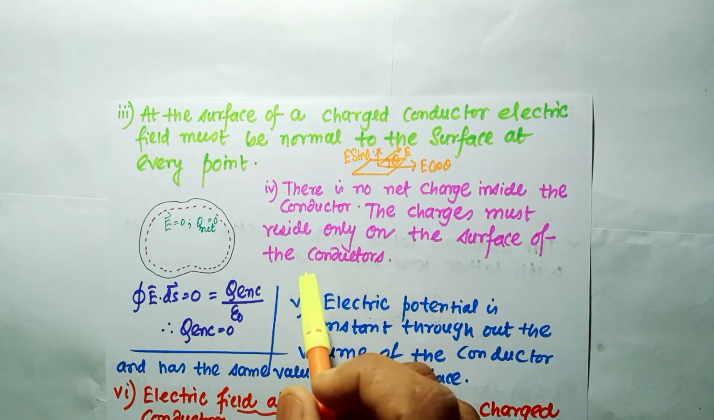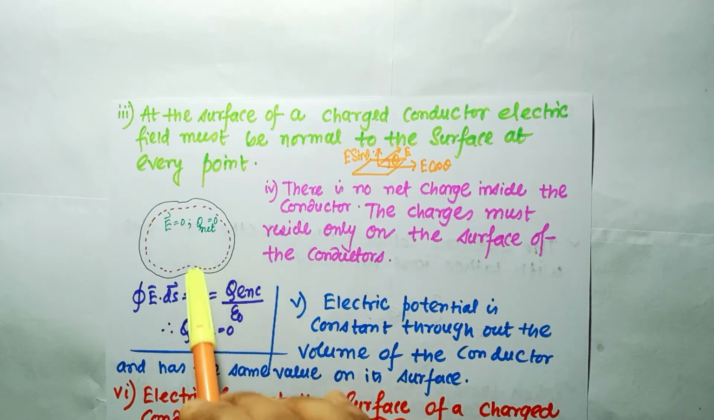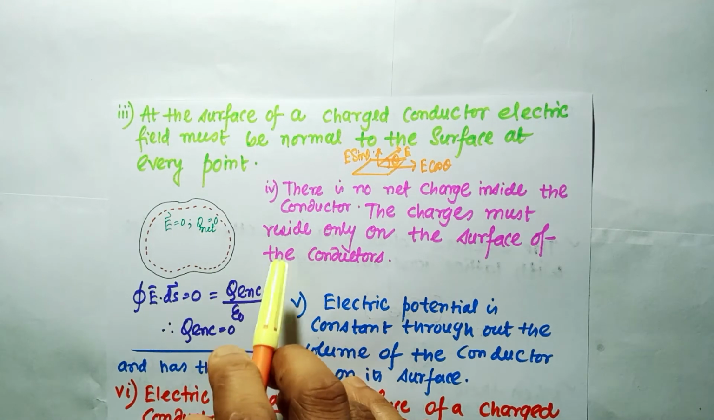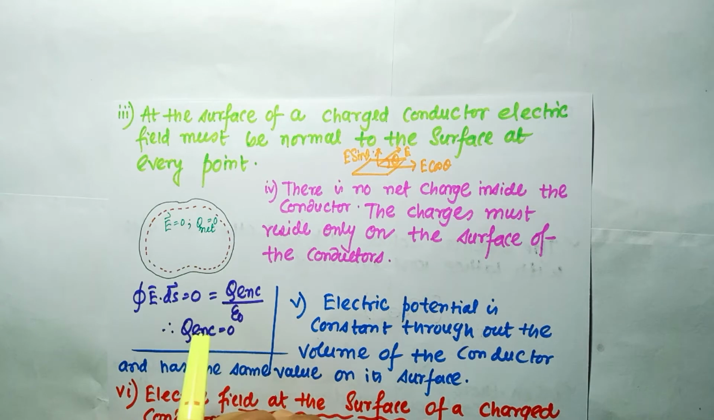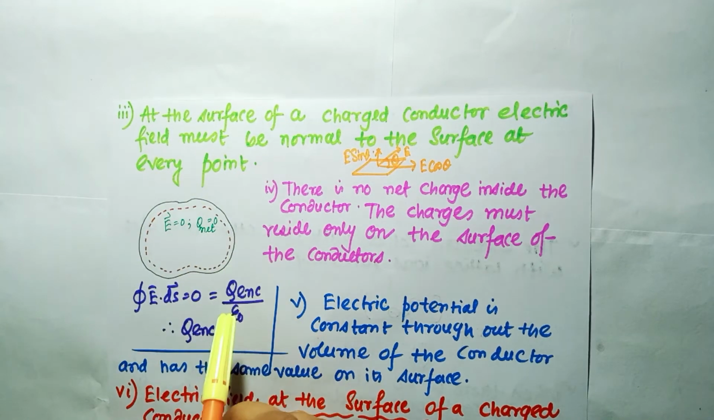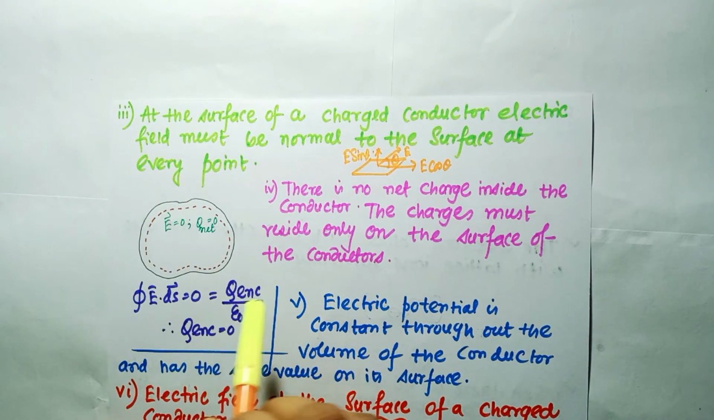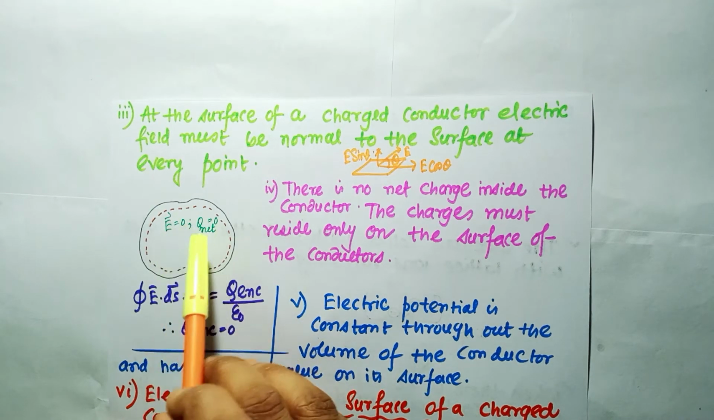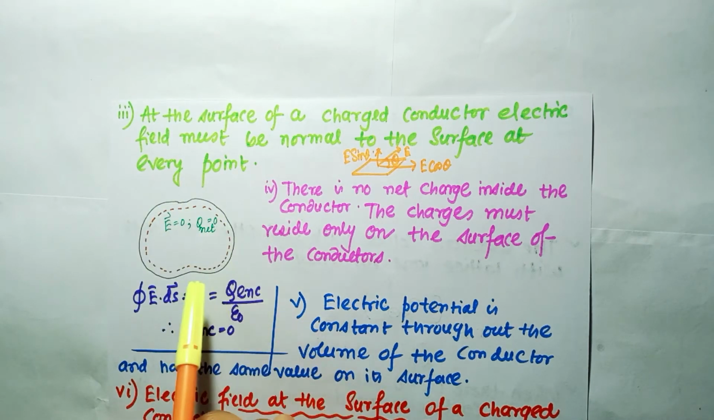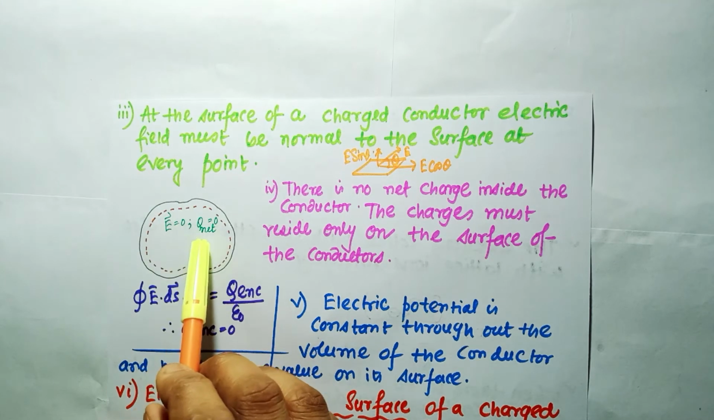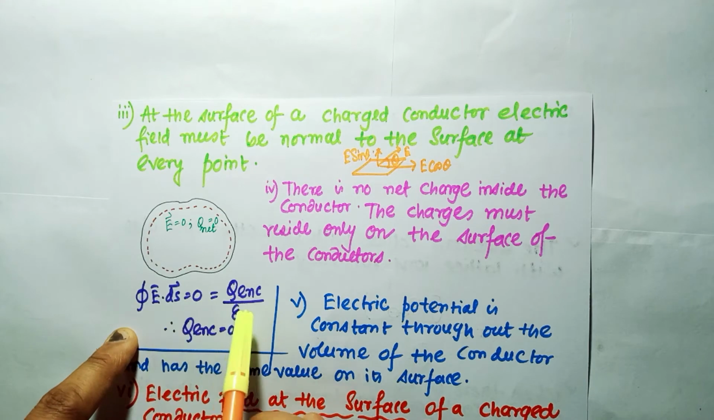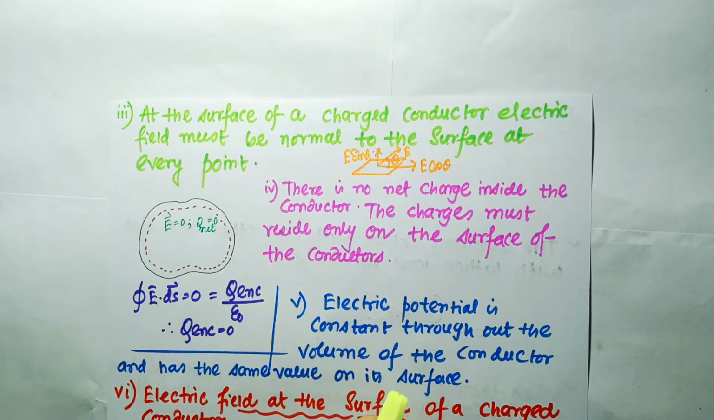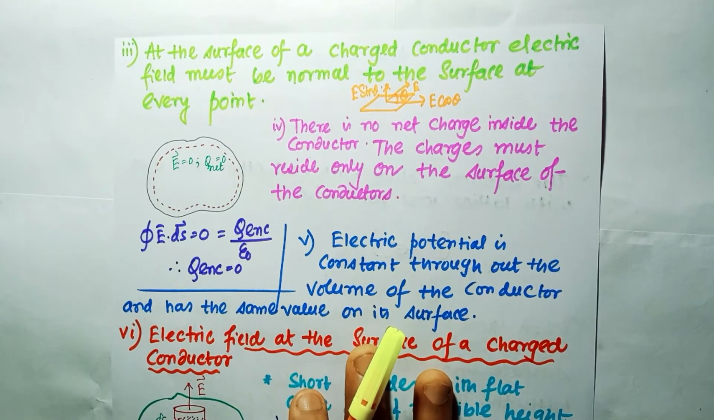Now we can consider one arbitrary shaped conductor, as you can see from the figure, and I draw one Gaussian surface inside the conductor, very close to the surface. We have already discussed that the electric field is 0 inside the conductor. So if I use Gauss's law, the closed surface integral of E dot dS is equal to q enclosed by epsilon naught.